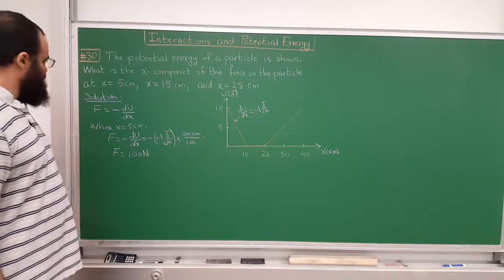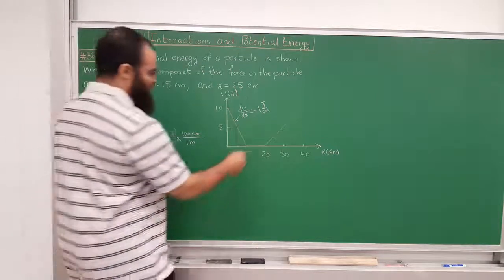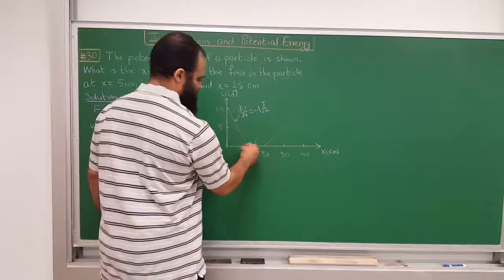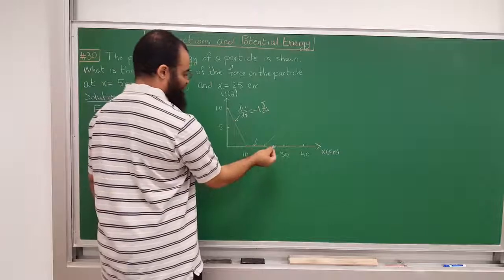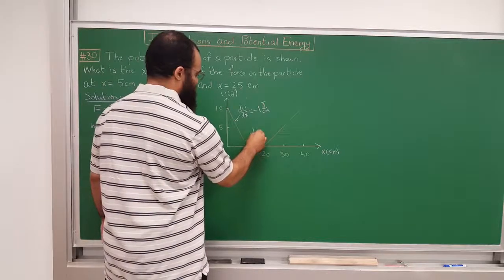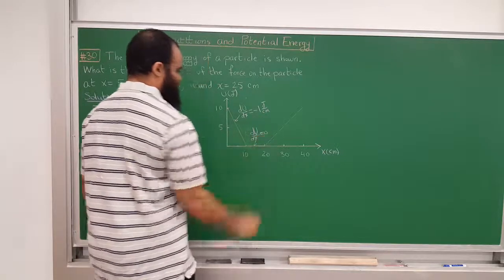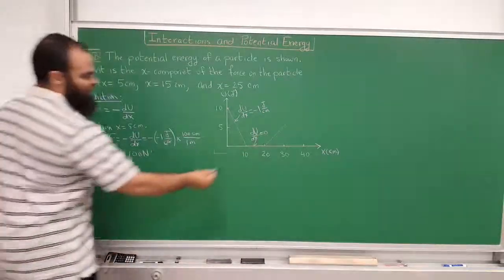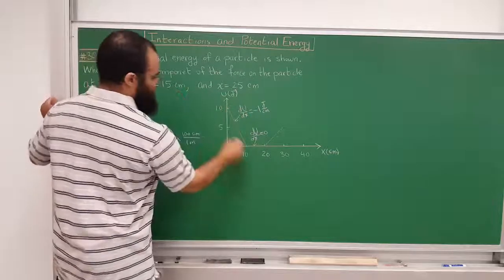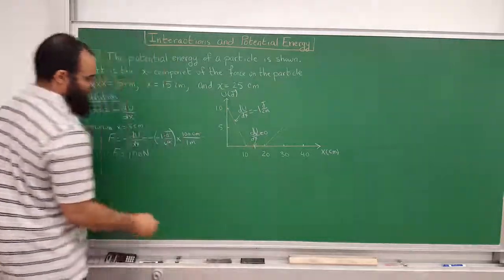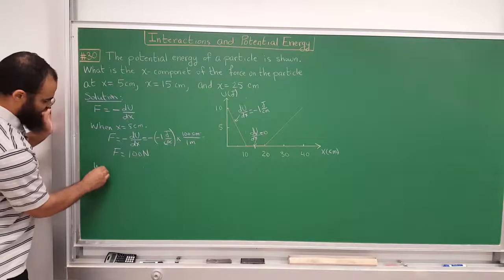Sounds good. Now, how about at this point here? Well, here it's constant and it's equal to 0. So du dx here is simply equal to 0. And so when x is 15 centimeters, somewhere here, you get 0.